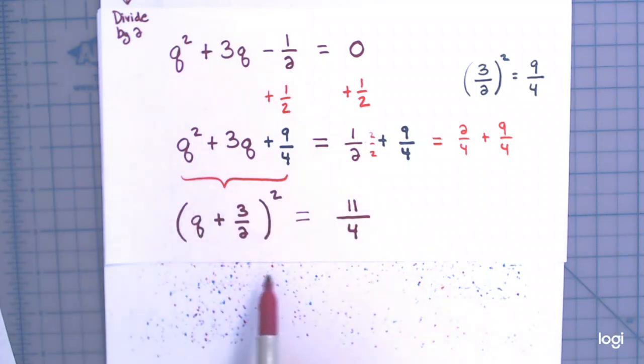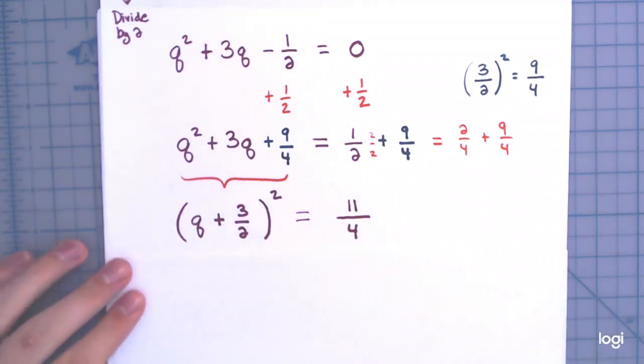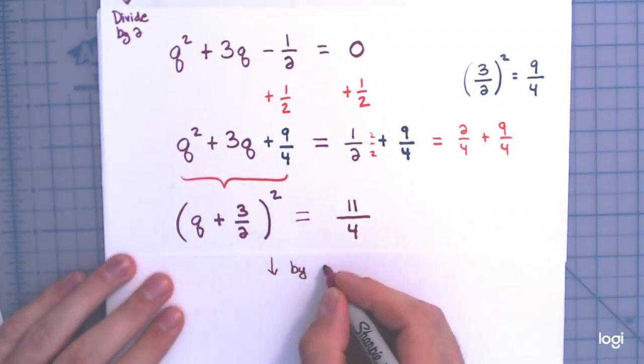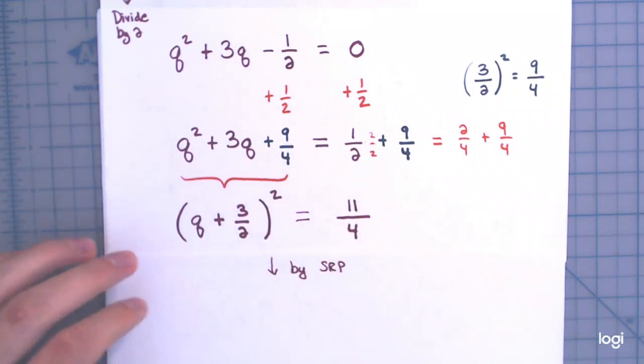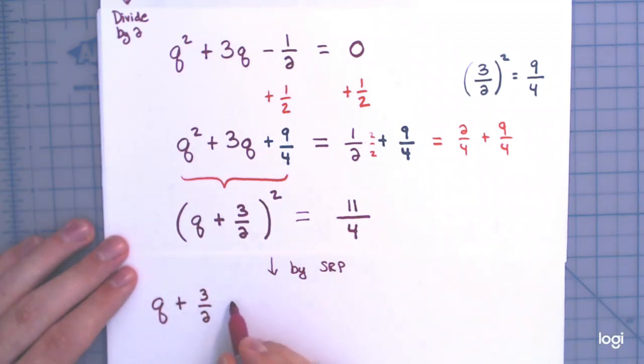No variable outside that square. I'm not seeing q anywhere outside the square. And the square is isolated. The square is alone, and you have some number on the other side. So, by that square root property, this base, the q plus 3/2, could be equal to the positive square root, or the principal square root, of 11/4. Again, make sure this is all underneath the root. It's all inside the radical.